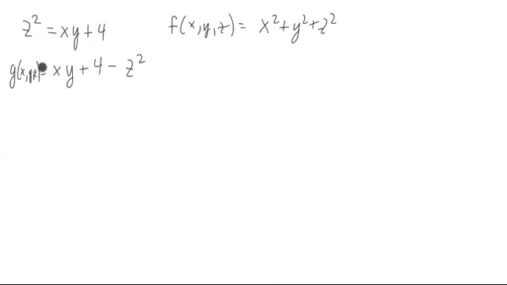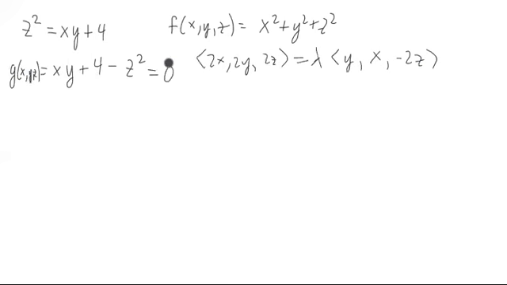of a function with 3 inputs. So we take the gradient of f and the gradient of g, and they need to be parallel to each other. The gradient of f is (2x, 2y, 2z), and that needs to equal a constant multiplier lambda times the gradient of g, which is (y, x, negative 2z). So we get 3 equations here, and we have an equation from setting g equal to 0, since if we subtract z squared over, this equation is equal to 0.